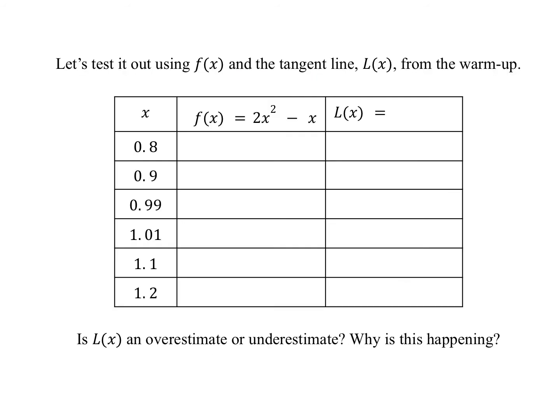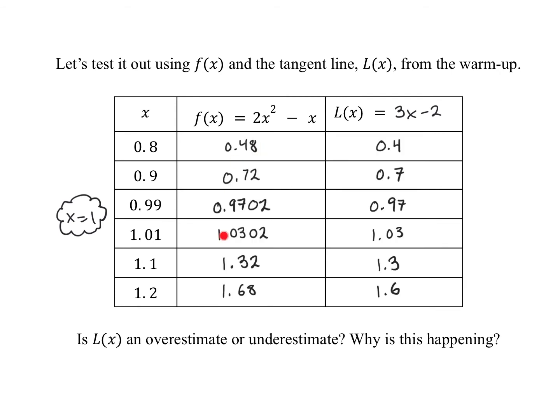So let's test this out. We're going to use, again, from our warm-up, f of x, which is 2x squared minus 1. And then we have our linearization function, which was 3x minus 2. And we're going to see what the values are for f of x and then for L of x, and see if they're close. So you can see these x values that I picked are really close to the value x equals 1, because remember, we're really zooming in on that point of intersection. So why don't you take a moment, plug all these values into the function f of x and L of x, and let's see what we get.